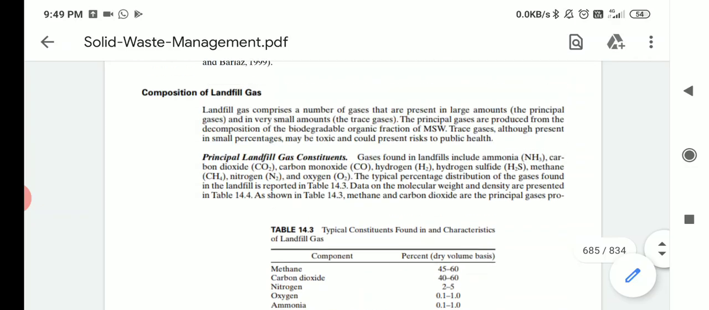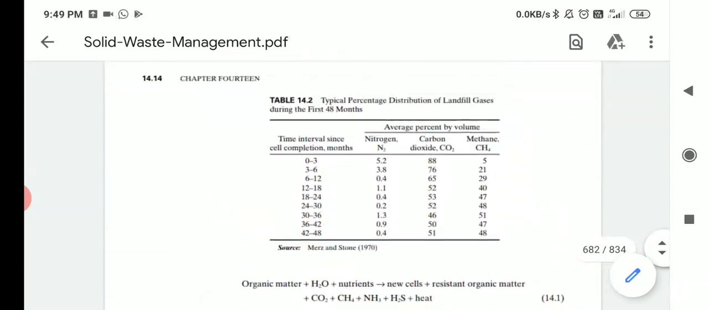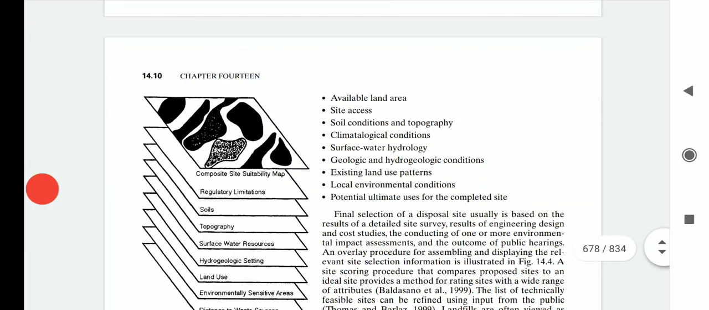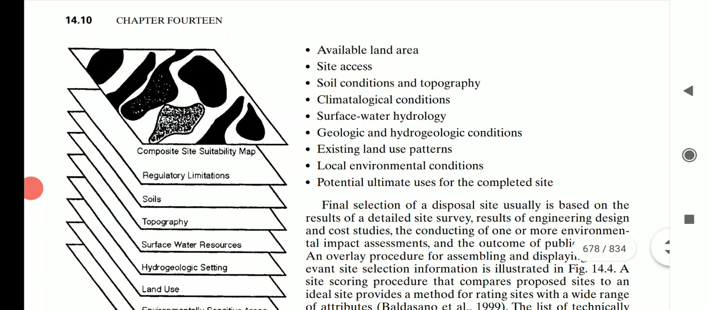So the landfill site selection is also a very important question. It is frequently asked for 10 marks. And next is available land area. The third point is available land area.